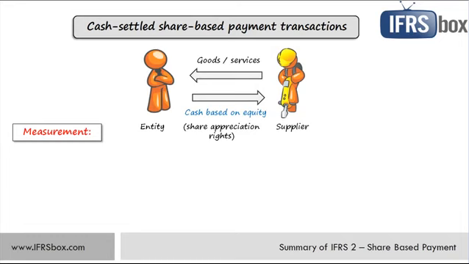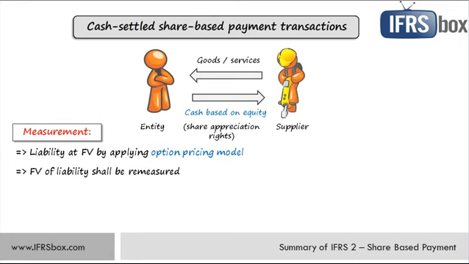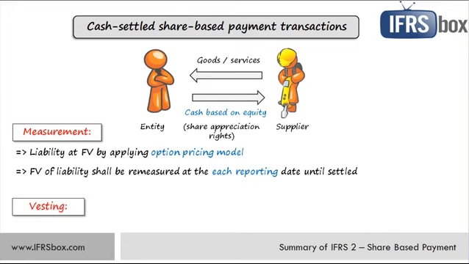As this is a cash-settled transaction, the credit side of the entry goes to liabilities, not equity, but we have mentioned that. This liability shall be measured at its fair value on initial recognition, and the fair value of liabilities from share appreciation rights shall be determined by the application of an option pricing model, taking into account the specific conditions. The liability shall be remeasured at each reporting date until settled, so this is a bit different from equity-settled share-based payment transactions.